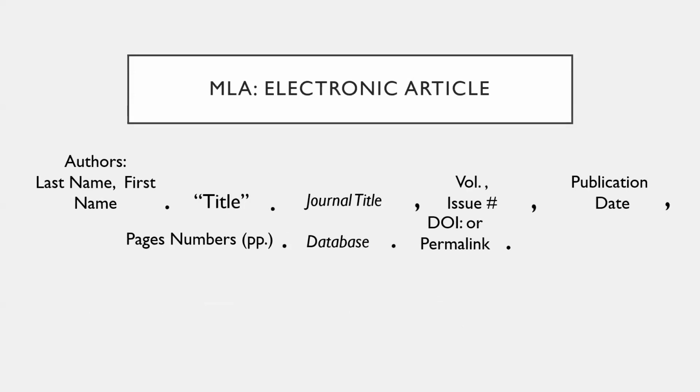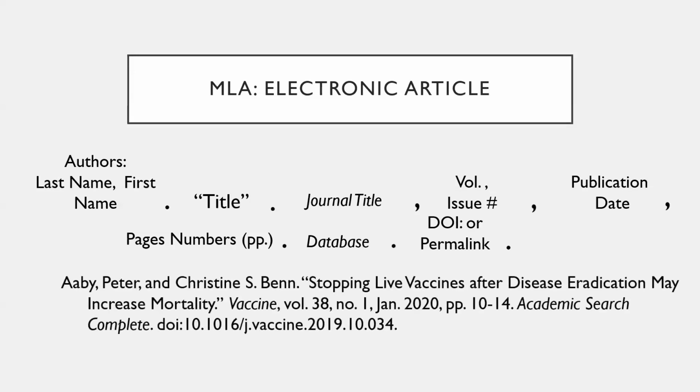So MLA is a little different. You have the author, last name, first name, followed by a period. Then you have the title, and the title is in quotations with a period. Only the journal title is italicized, and there's a comma, and you have the volume and the issue number, followed by another comma with the publication date. You have the page span, and for MLA, you need to have PP dot. And then with this one, you do have to have the database, and the database is italicized. And then you have the DOI or permalink. So this is what it would look like with my information.